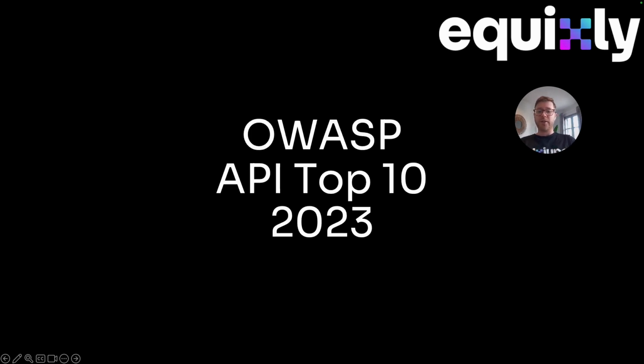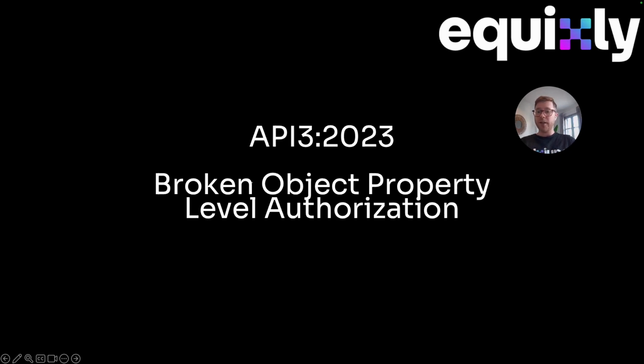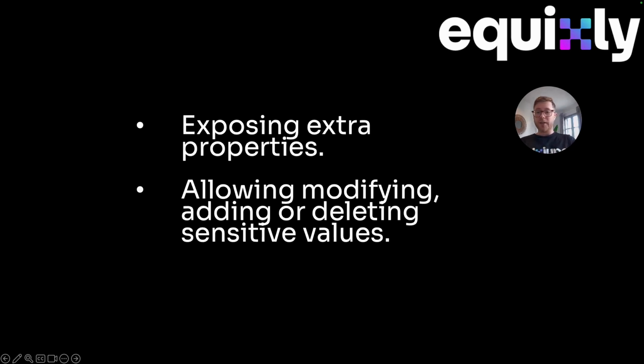Now let's jump right into the third vulnerability of our OWASP top 10 for APIs for 2023, which is broken object property level authorization. So this essentially breaks down into two things. The first one is if you have some extra properties that are exposed in your APIs, and the second one is if you allow modifying, adding, or deleting some sensitive values through an API. Now, let's take a look at the first one, exposing extra properties.